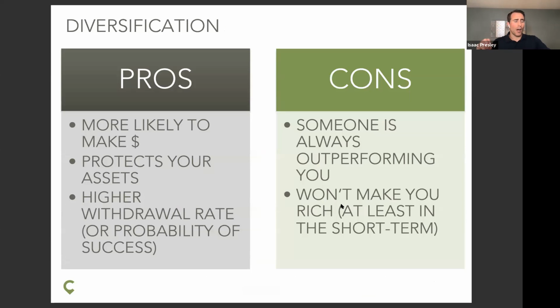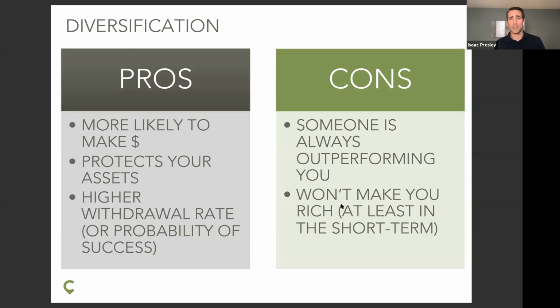Now, there are obviously some drawbacks of diversification. There's some pros and cons. Pros we just looked at, so you're more likely to make money. On average, it's going to be up more often. It's going to protect your assets. We saw that with the drawdown. And there's a higher withdrawal rate, or the other way to look at that is higher probability of success, higher probability that you don't run out of money. So that's all kind of tipping the odds in your favor, don't run out of money.